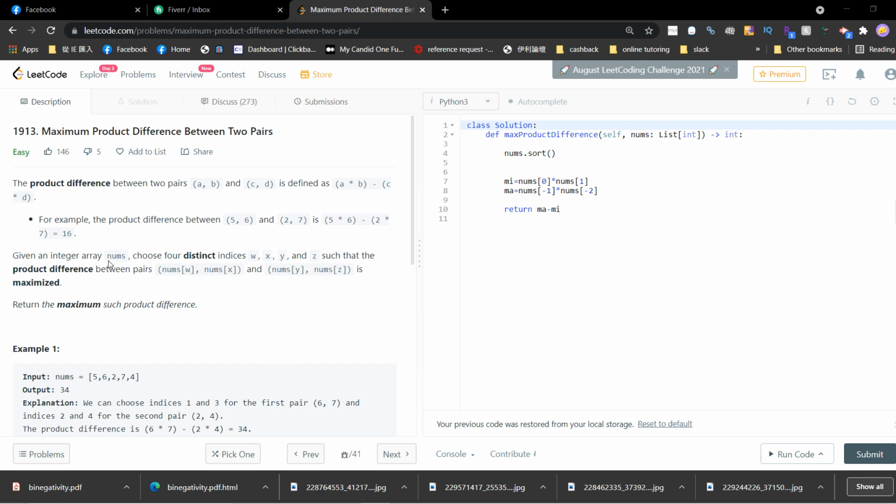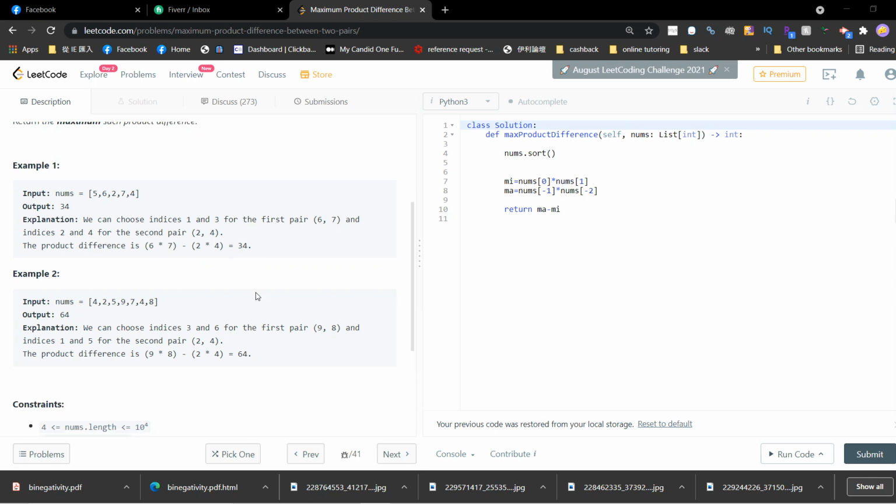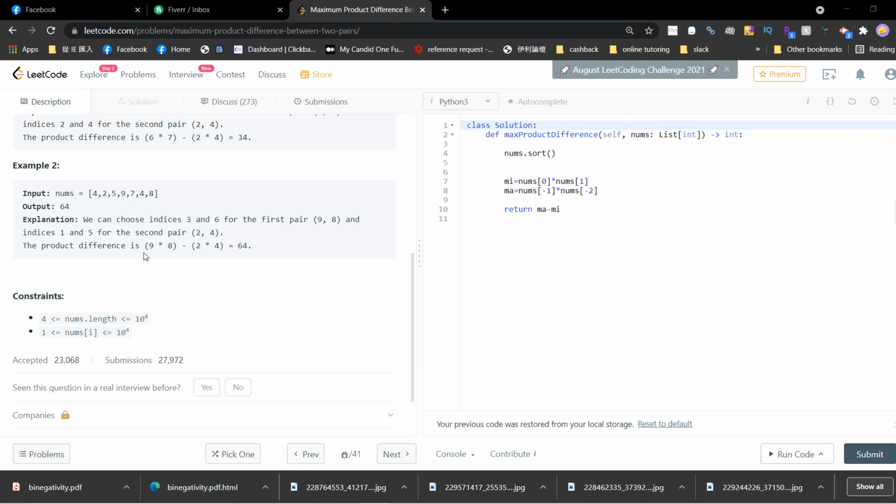Basically, you are guaranteed that this nums vector has at least four elements. Let's say two different pairs, and then you need to maximize this. For example, in this one, the maximum is 6 times 7, the minimum is 2 times 4, so it's 34. For this one, the maximum is 9 times 8, the minimum is 2 times 4, right?